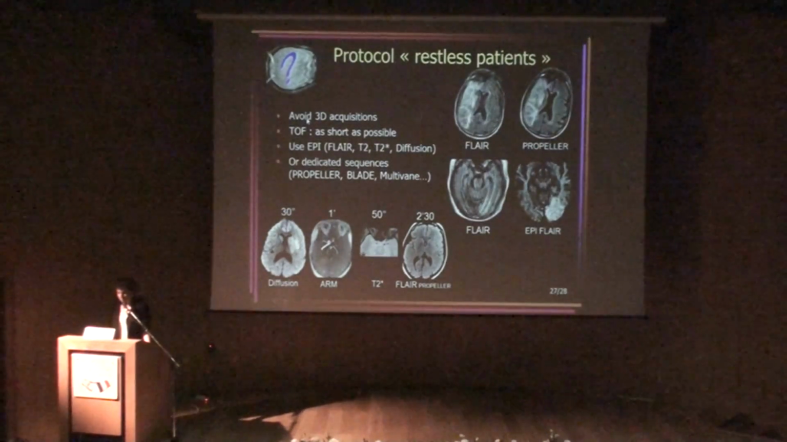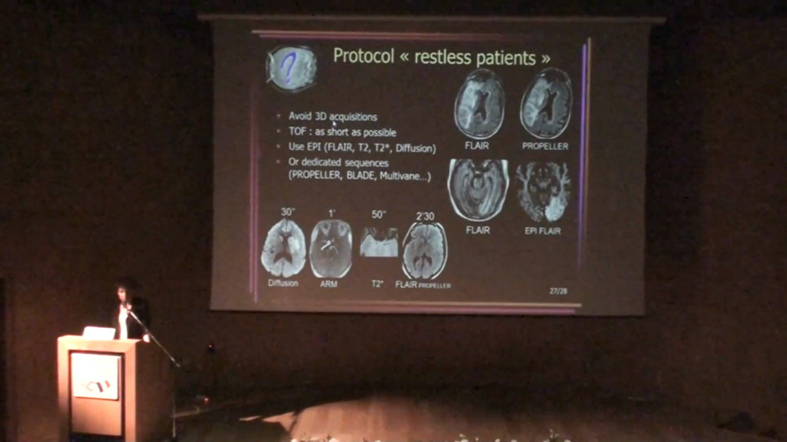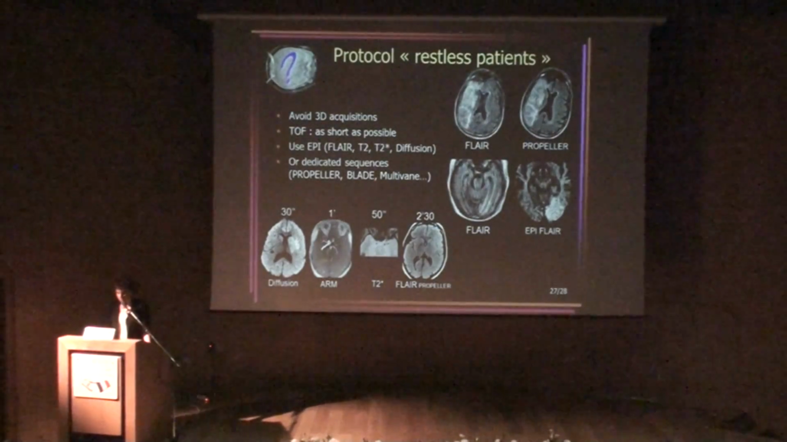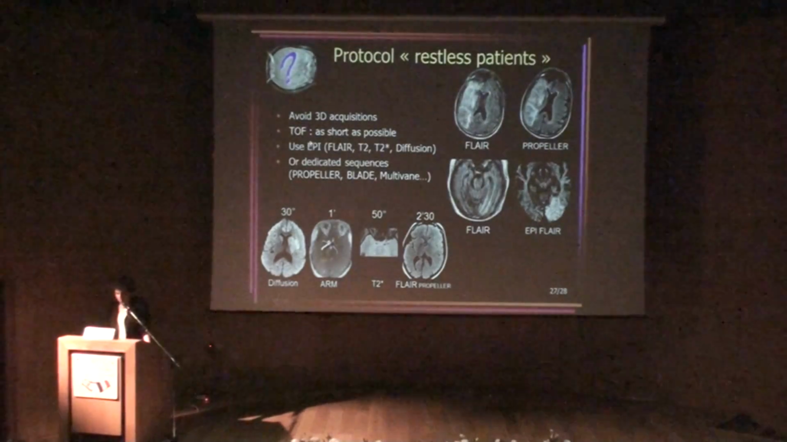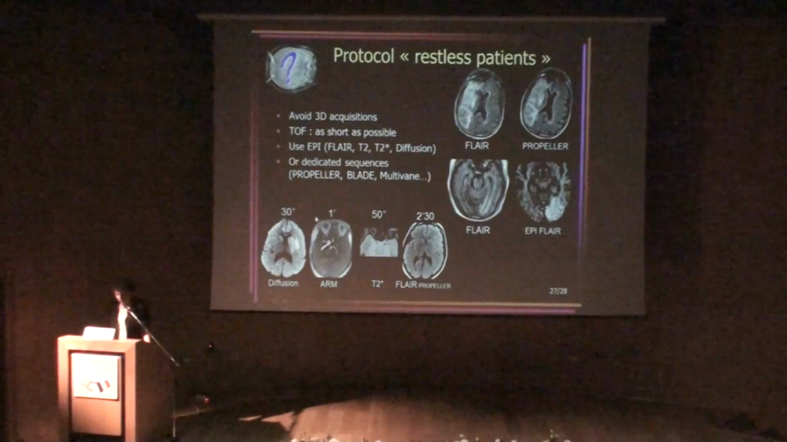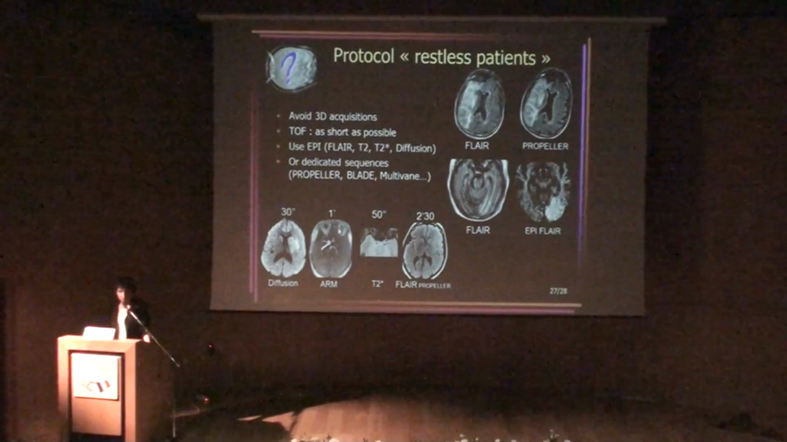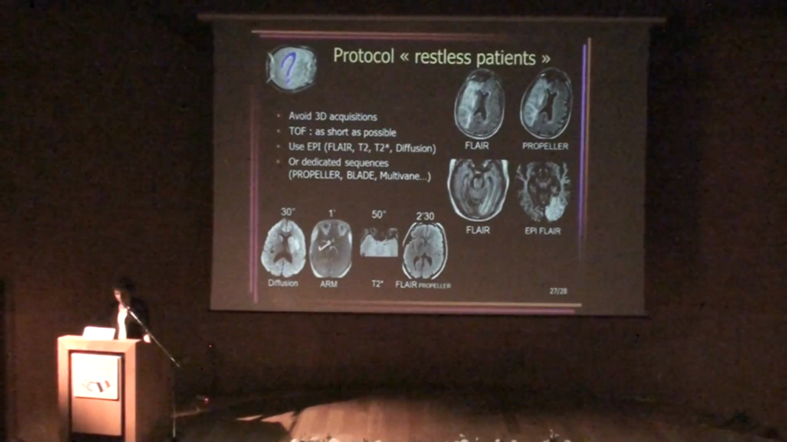And a few tips to do that. First, you should avoid 3D acquisition, because when the patient moves, it's just a disaster. For the TOF imaging, you don't have a choice, it's a 3D sequence. Make it as short as possible. Here in 1 minute, you can get information about the occlusion of the carotid artery, and you get everything you want to know.